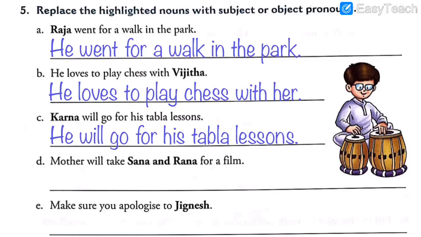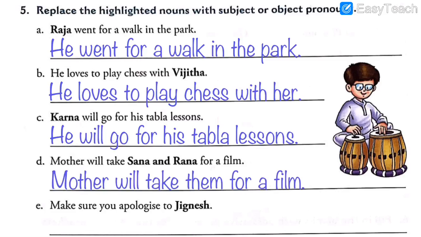So we have to write them. They and them: they is a subject pronoun, them is an object pronoun. So we write them. So here is answer number 4: Mother will take them for a film.